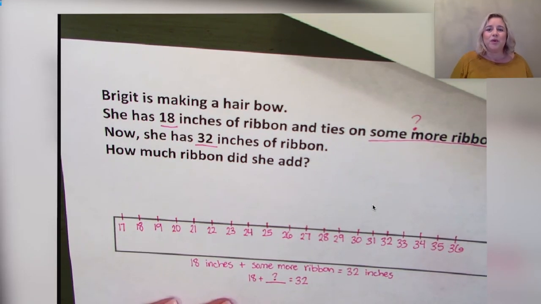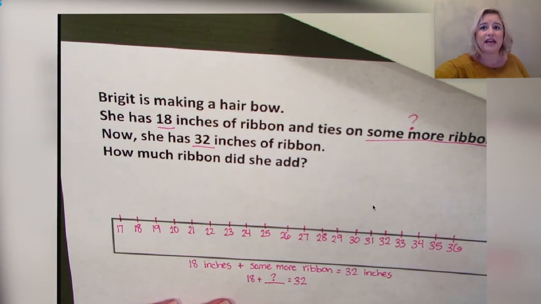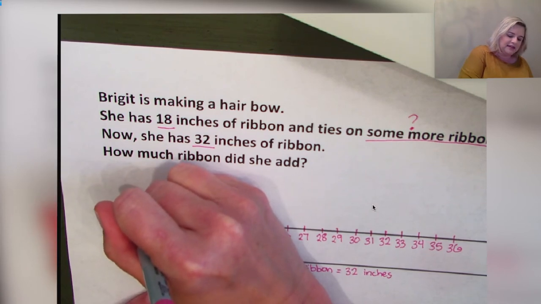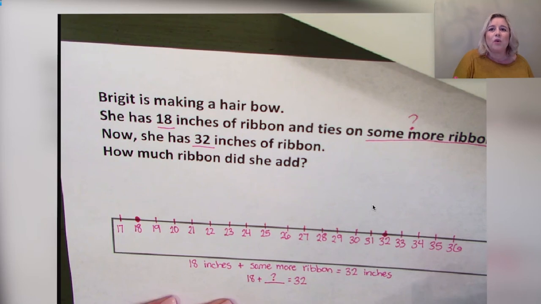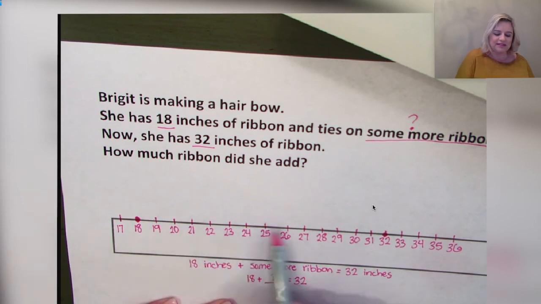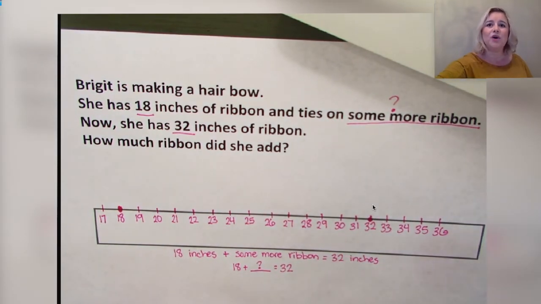Now, we are sure about 18 and 32 inches, so we will graph those together. We have the parts of the story and the parts of the equation that we know. 18 and 32. Now, let's see. We have 18 plus this amount equals 32. We can use the model to find the missing ribbon length, which is the missing add-in. How do you think we should go about it?